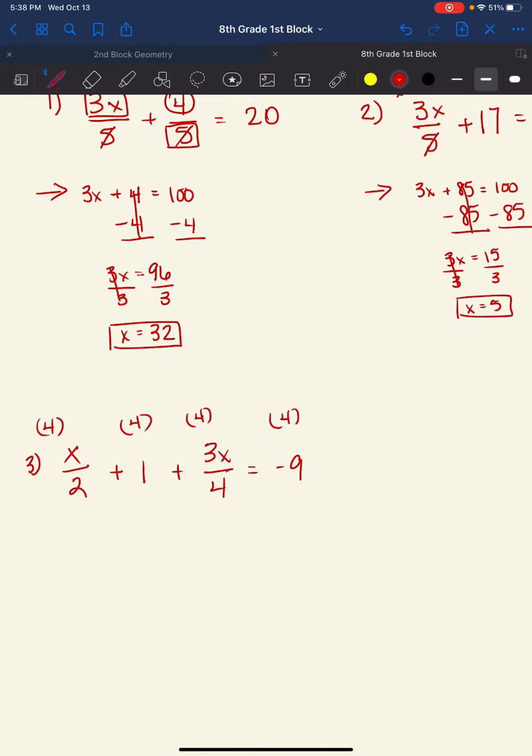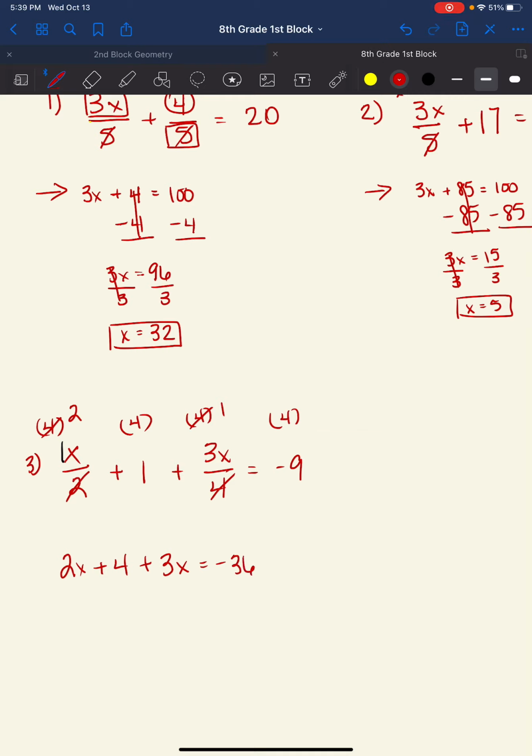So now let's take 2 and divide it into 4. 2 divides into 4 2 times. 2 times x, remember this is an understood 1 right here, okay? So 2 times 1x is 2x. All right, 4 times 1 is 4, so plus 4. Then I have 4 divides into 4 1 time. 1 times 3x is 3x. And then that all equals 4 times negative 9, which is negative 36.